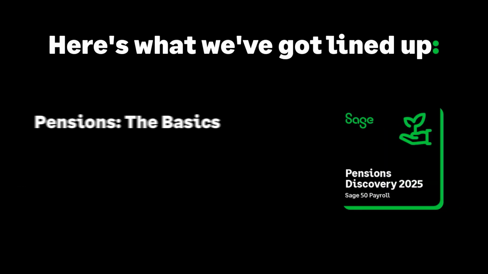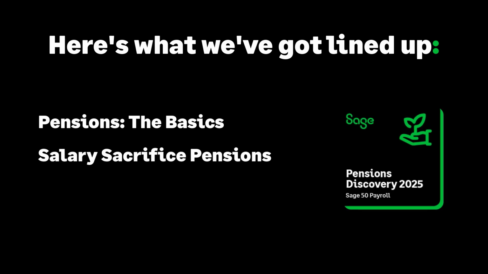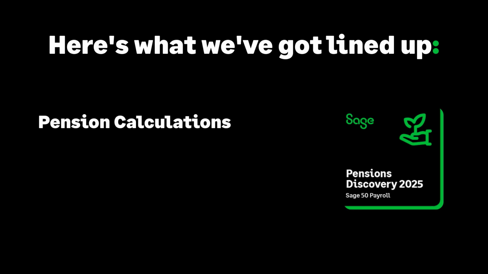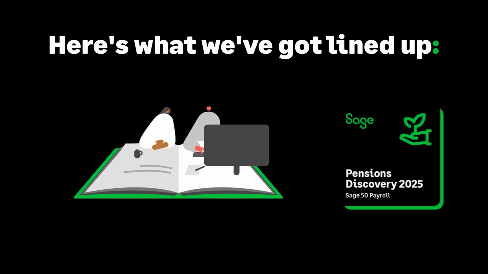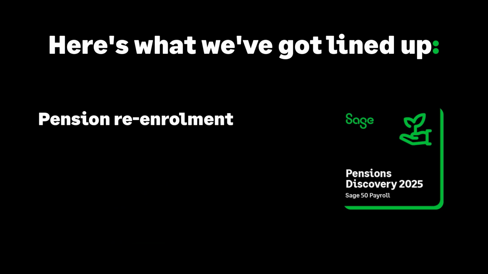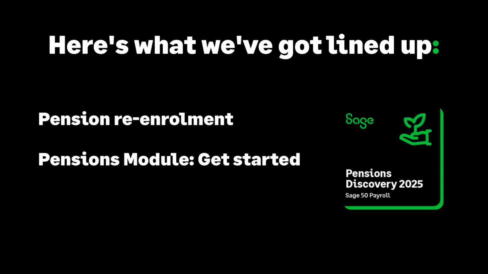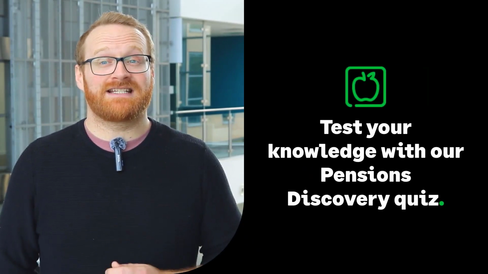Make a strong start to your pension processing with foundational knowledge on the basics of pensions and salary sacrifice pensions in Sage 50 Payroll. Explore how pension contributions are calculated and how your employees are assessed for automatic enrolment. We'll also take you through our 3 most popular sessions: navigating enrolment, getting started with pensions module, and using pensions data exchange to send your pension data to your provider with ease. And lastly, backed by popular demand, test your knowledge with our Pensions Discovery Quiz to see what you've learned across the sessions.